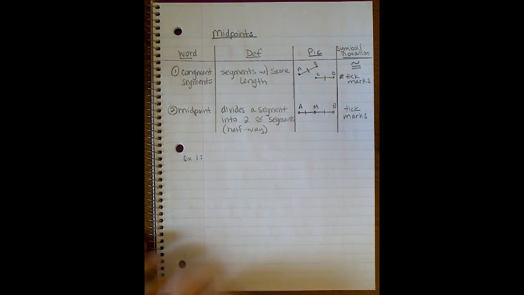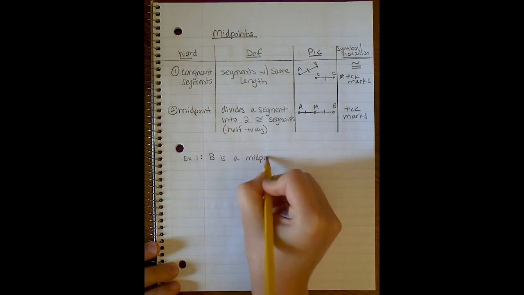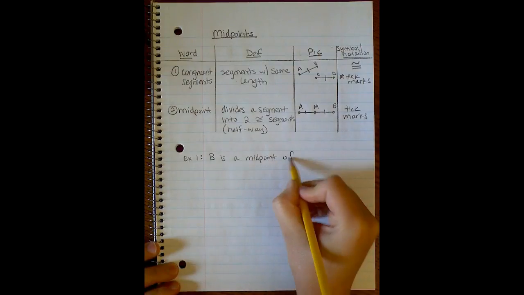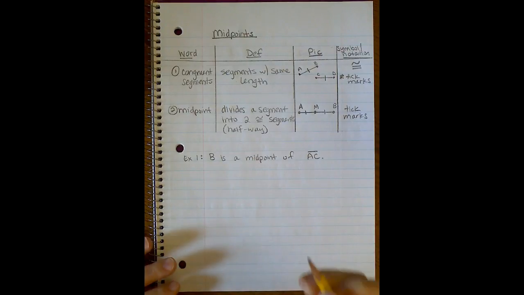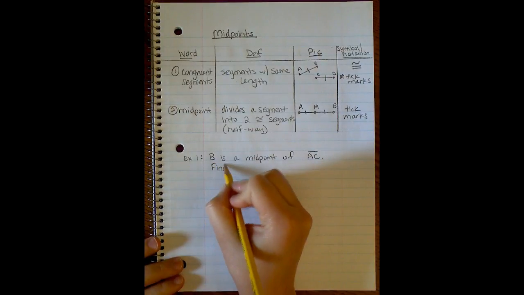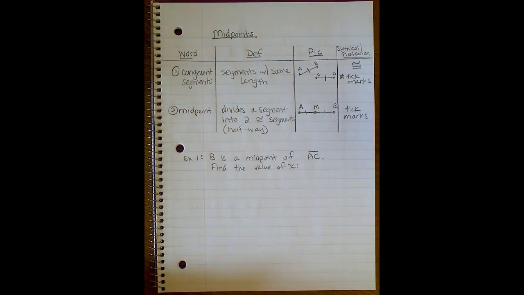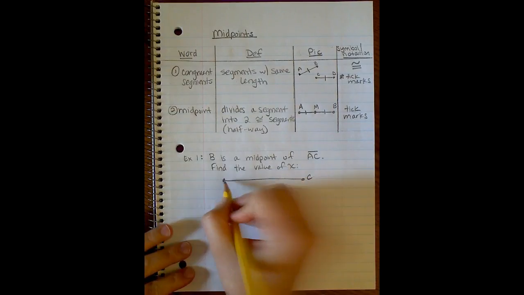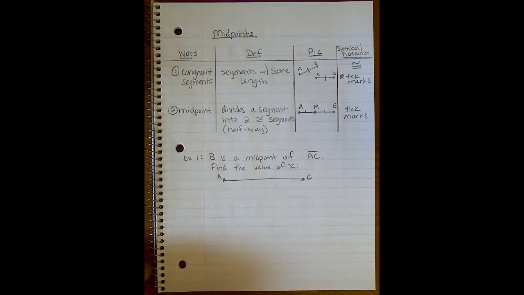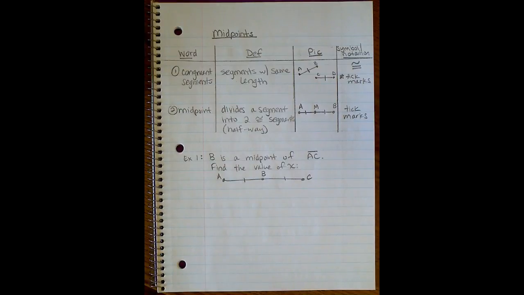Let's say we have point B is a midpoint of segment AC. Okay, so I'm going to give you a diagram in a minute, but to finish our directions, find the value of x. So we want to first of all draw a diagram that's going to represent this. So I have segment AC. It does not matter how big or small you make that segment, and B is a midpoint, so it's going to go right in the middle. I want to put my tick marks to indicate that it's definitely a midpoint.